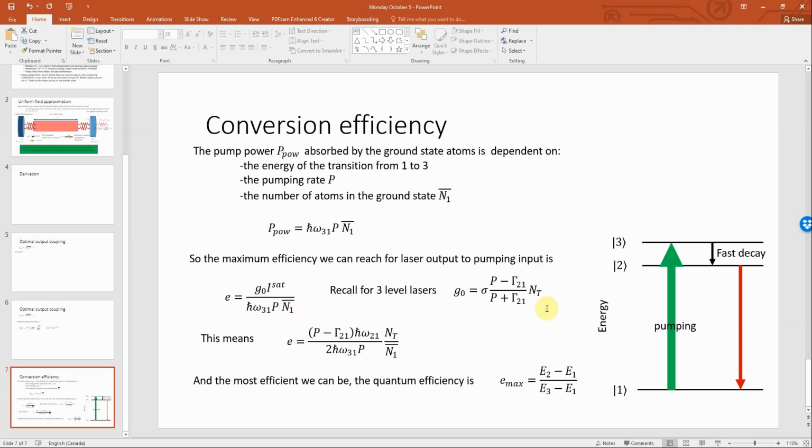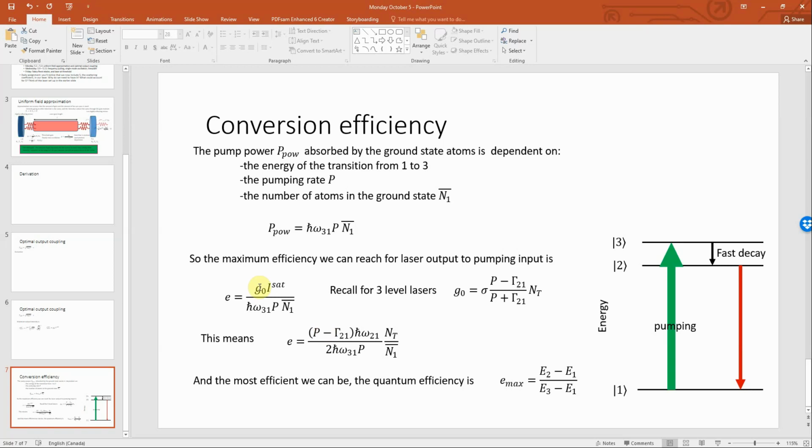Now, what is this G naught? So if you remember, for 3-level lasers, this G naught was the absorption cross-section, so how likely this photon interacts with this state. And then it's going to be the difference of this pumping rate minus this spontaneous decay rate, so this decay rate without a stimulated emission, divided by the pumping rate plus this transition rate without stimulated emission, so just the spontaneous decay rate, times the total number of atoms that are involved in the system, or molecules, or whatever, or electrons that are involved in this transition.